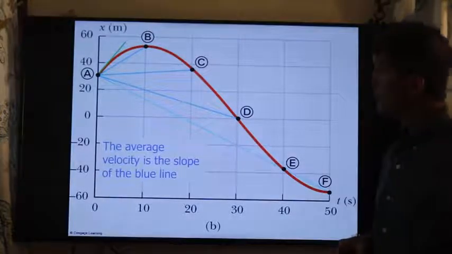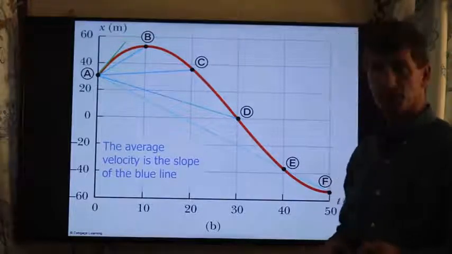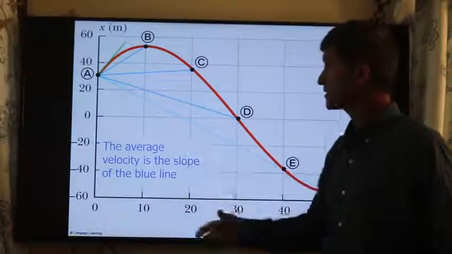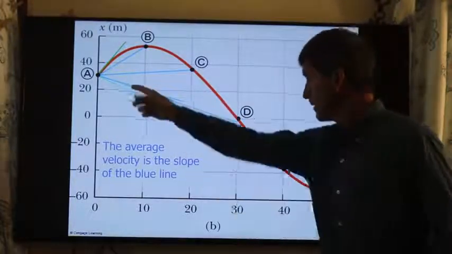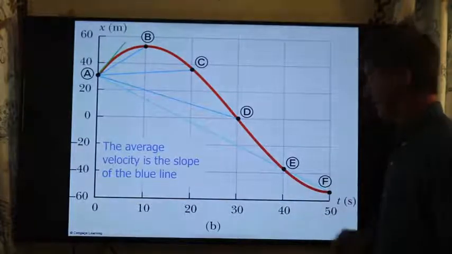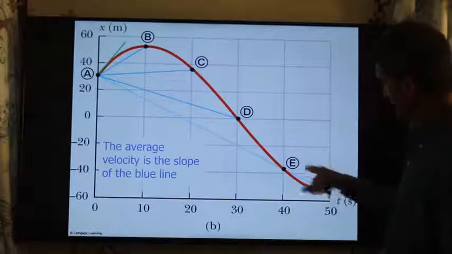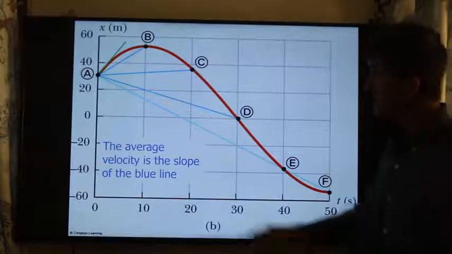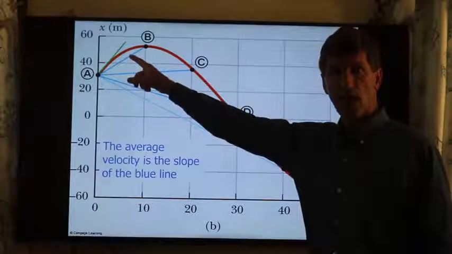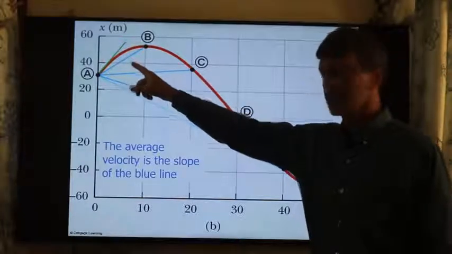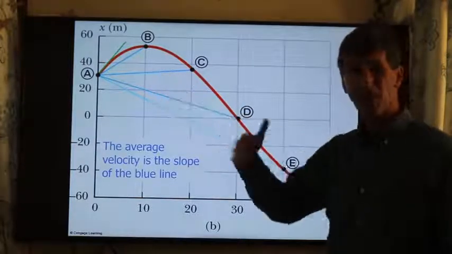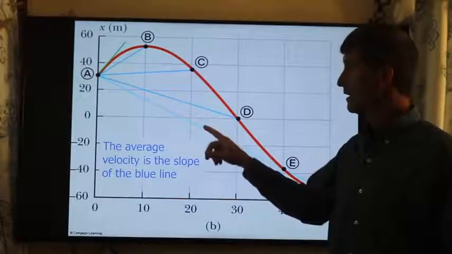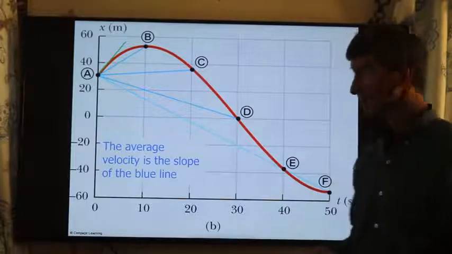And again, my average velocity will be different from A to B, A to C in this example, A to D in this example, and A to E or A to F in this. Actually, A to E and A to F are pretty much the same thing, so I take it back on that one. Here my average velocity is positive. Here my average velocity is barely positive, it's almost 0. Here my average velocity is negative, and here my average velocity is very negative.